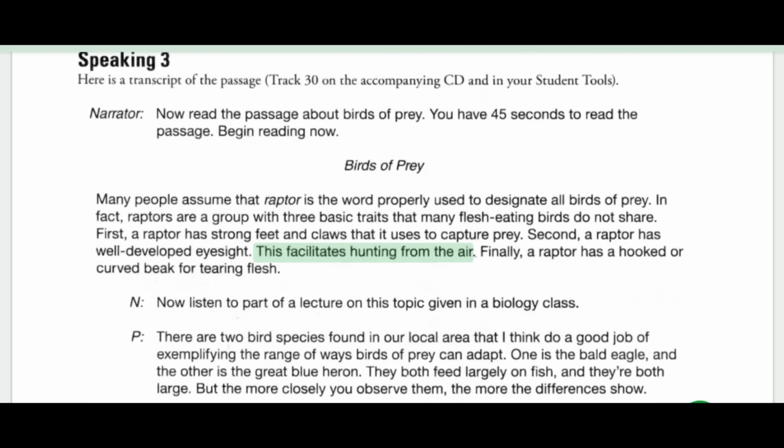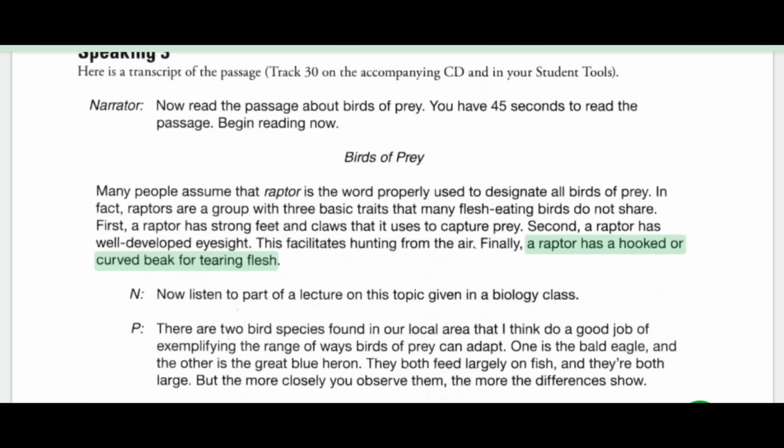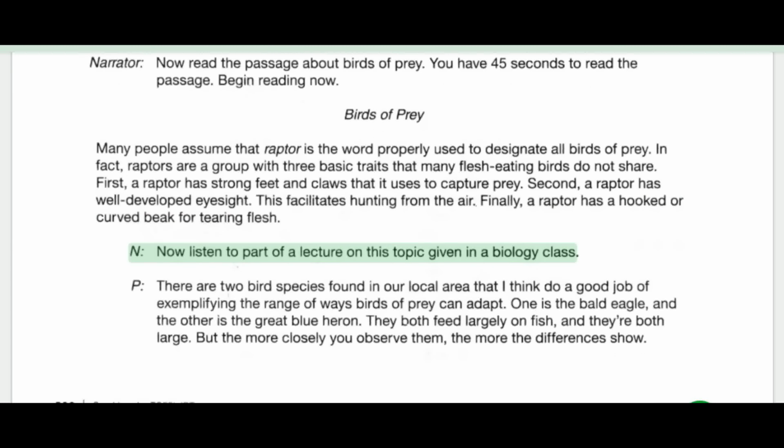This facilitates hunting from the air. Finally, a raptor has a hooked or curved beak for tearing flesh. And now listen to part of a lecture on this topic given in a biology class.